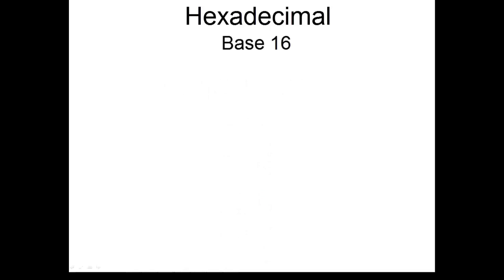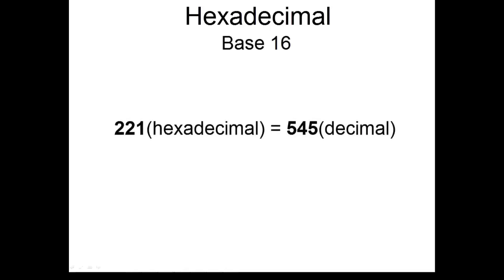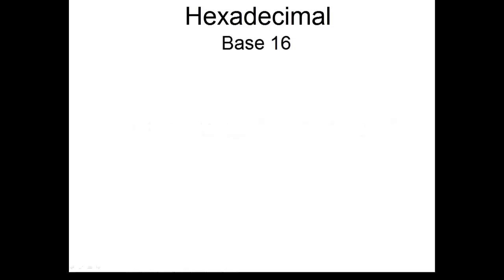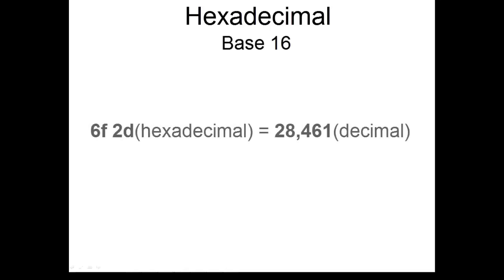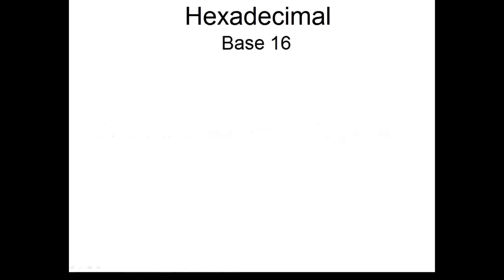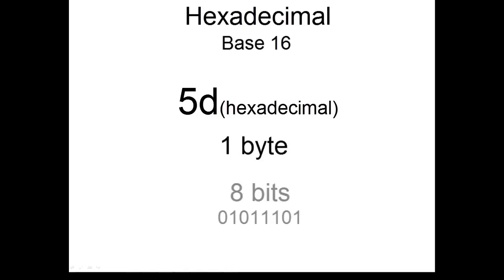Sometimes these hex values will look just like decimal values. For example, 221 in hex converts to 545 in decimal. Other times, hexadecimal will be a combination of alphanumeric characters, such as 6F2D. In digital forensics, the hexadecimal layer is exactly one layer above machine language. What this means is that when you see, for example, a value of 5D in hex, this two-character combination represents 1 byte, or 8 bits. That's a combination of 8 zeros and 1s strung together.